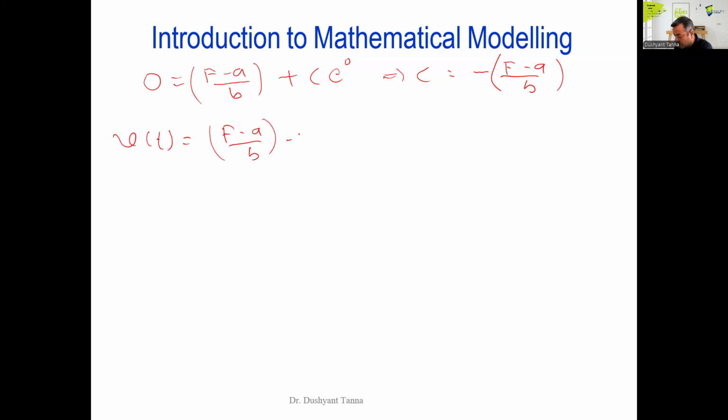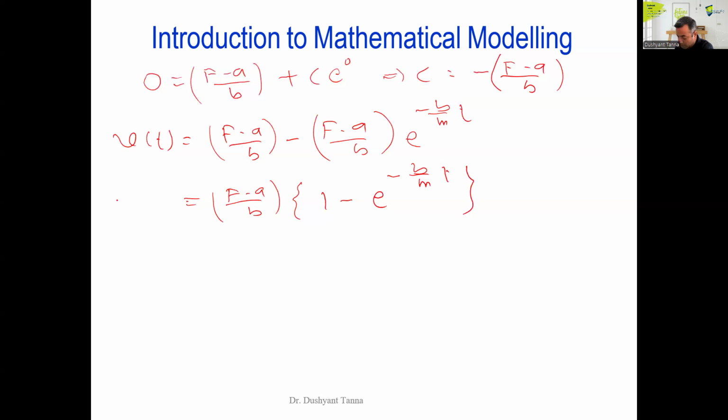So (F minus A) over B minus (F minus A) over B e raised to minus B over m t. Right? If you wanted to make it look simplified, we take this as common: 1 minus e raised to minus B over m t. This is my v of t.